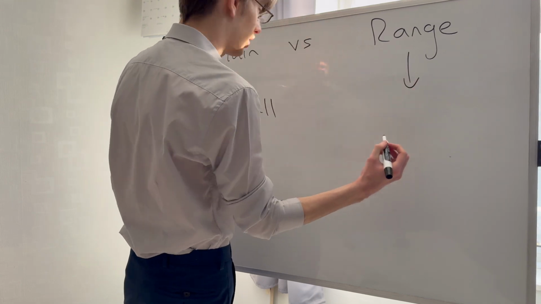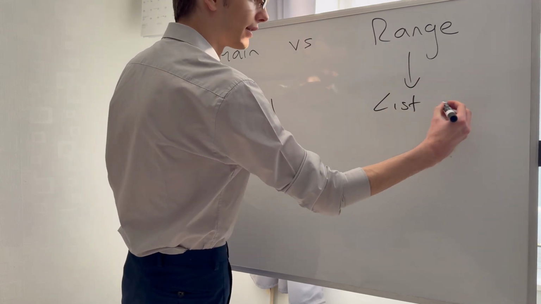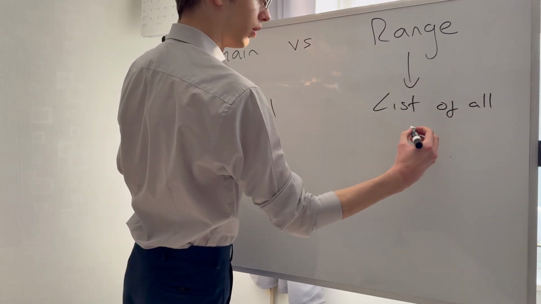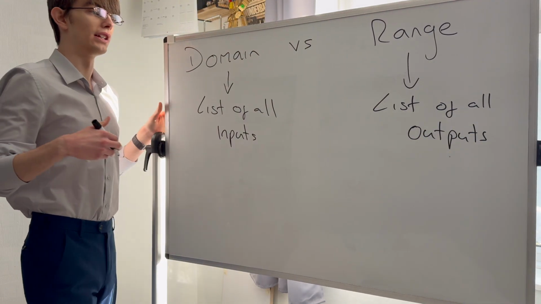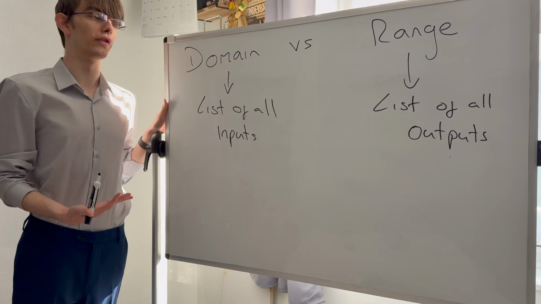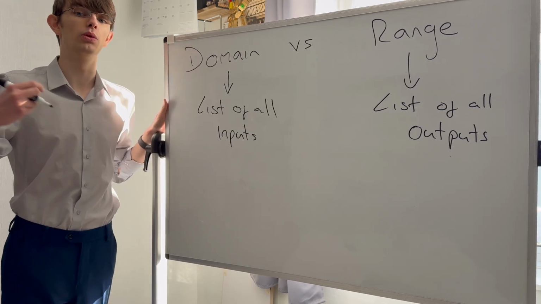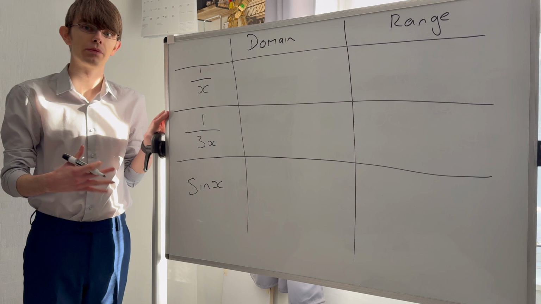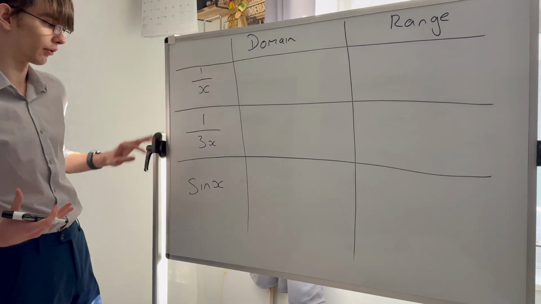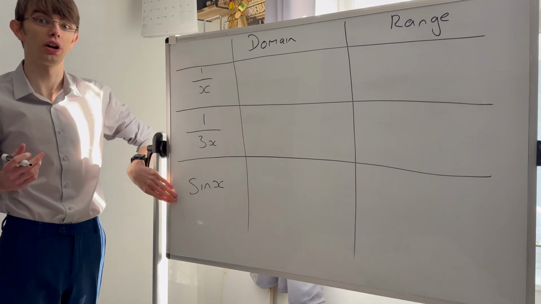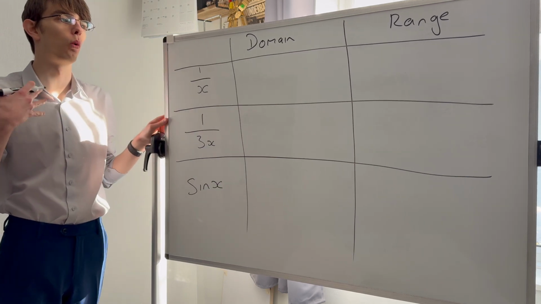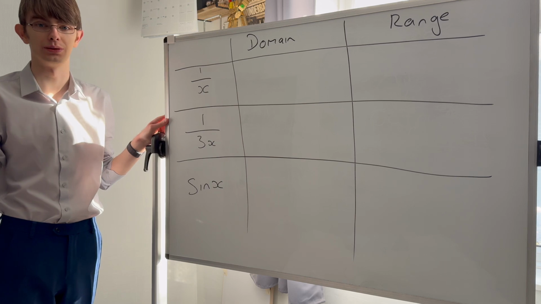A range, on the other hand, is a list of all outputs. So when I put a number into a function or a value into a function, what am I expecting to get out of it? Okay, let's have a look at these three examples. 1 over x, 1 over 3x, and sine of x. And let's have a look what the domain and the range of each of these will be.